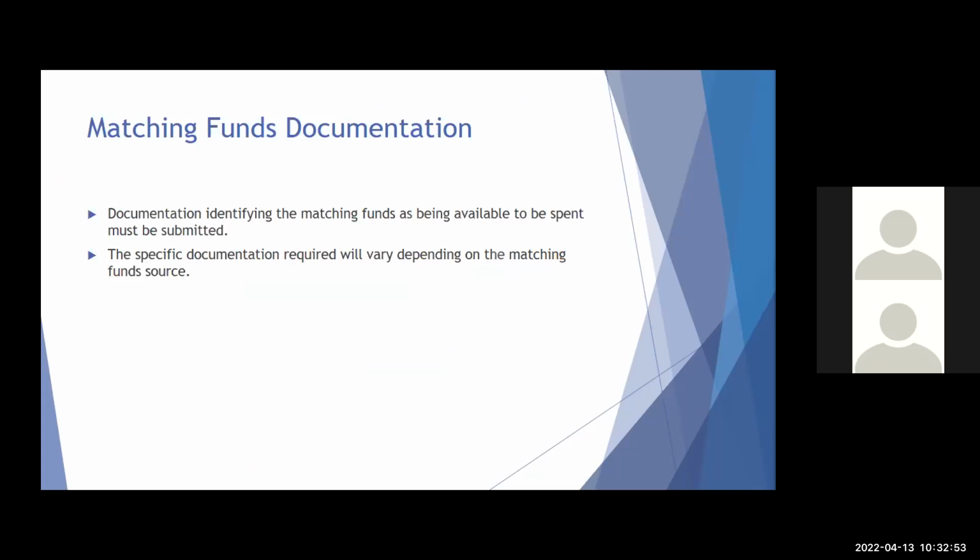The specific documentation that is required will vary depending on the matching fund source. For instance, if it is a local government providing the funds and it's coming out of your operating expenses, or you have a capital fund that you can pay that for, then a letter from the mayor or a resolution from the local government identifying the funds as being available to be spent would be acceptable. If you are getting the funds from another source, we would need documentation from that source identifying the funds as being available to be spent. Obligated is not sufficient. Awarded is not sufficient. It needs to say that they are available to be spent.